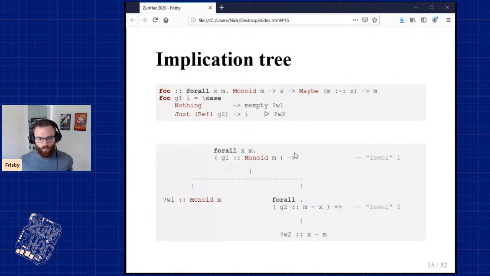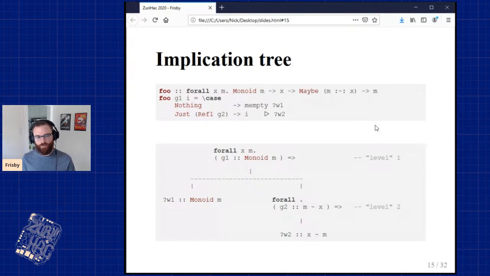So the first way to think about it is that for each leaf node, the solver is trying to solve that leaf node using all the constraints that are available on the path back to the root. So on the left, we're trying to solve W1 using G1. And on the right, we're trying to solve W2 using G2 and G1.